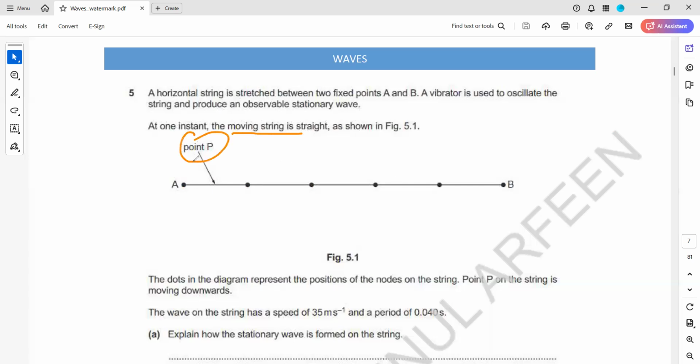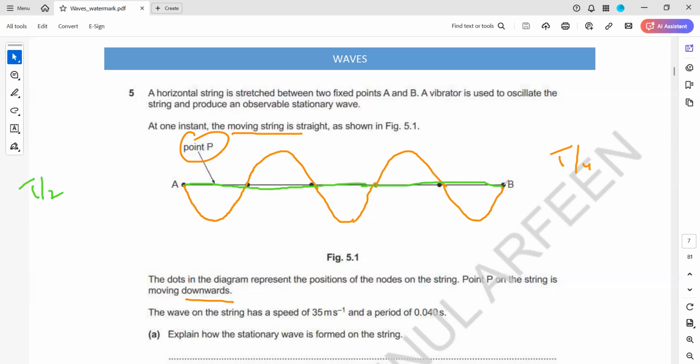And the point P they mentioned is going downward. So what will be the new position? The new position will be like this. This will be the position of the wave after a quarter of the cycle. What will be the position of the string after half cycle, like T by 2? The string will return back to the same place. Then what will be the position of the string after 3 by 4 of the cycle? So this will be the new position of the string.